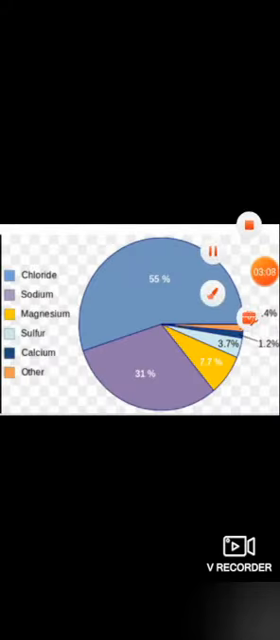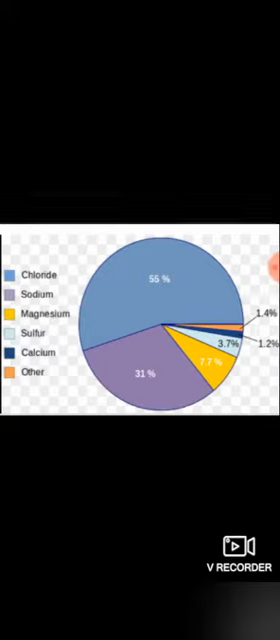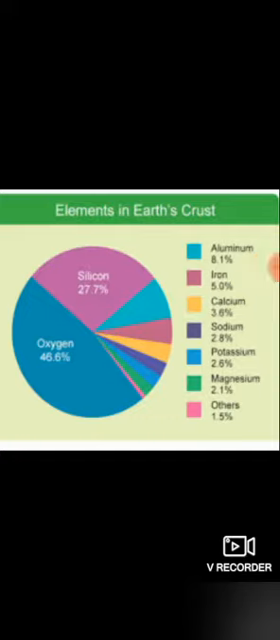Elements in the hydrosphere. Elements are even found in the hydrosphere like in seawater. Composition is chlorine, sodium, magnesium, sulfur, calcium, and other. Chlorine consists of 55%, sodium 31%, magnesium 7.7%, sulfur 3.7%, calcium 1.2%, and other compounds 1.4%. Next we have elements in the lithosphere.